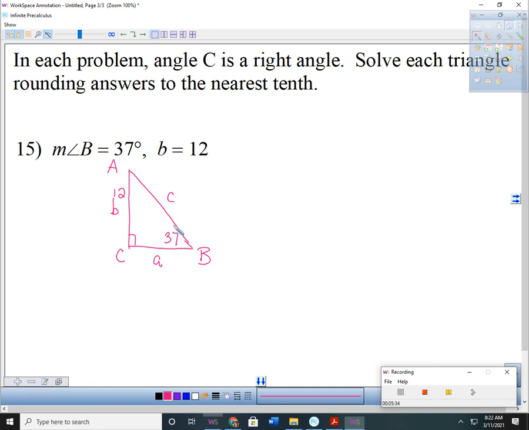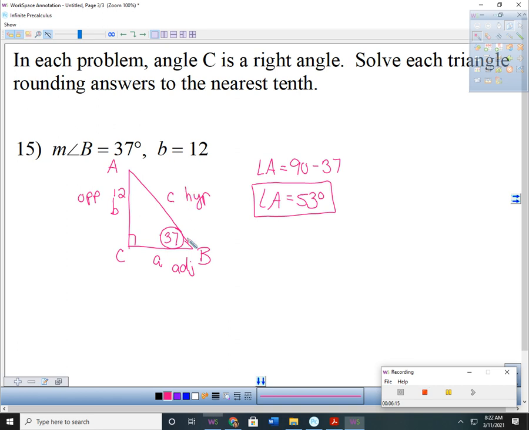So since we have an angle right here, I can go ahead and subtract from 90 to find angle A. So angle A is equal to 90 minus 37, which is 53. So in reference to the angle that I have, this side is the opposite side. This side is the adjacent side. And then the C is my hypotenuse since it's across from the 90-degree angle.